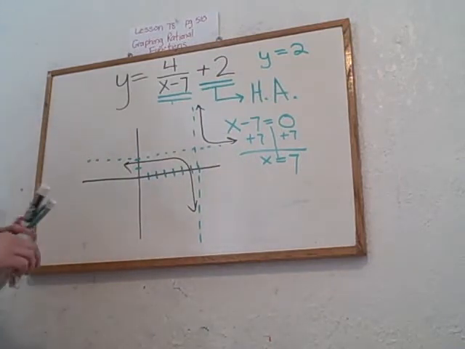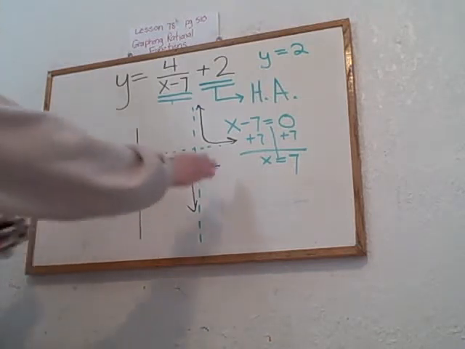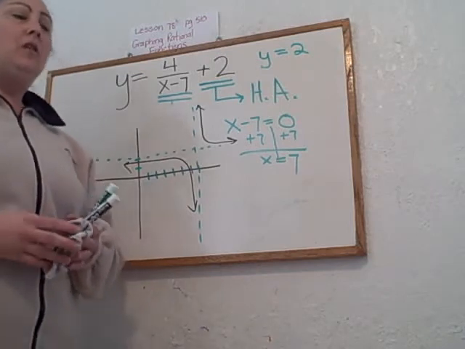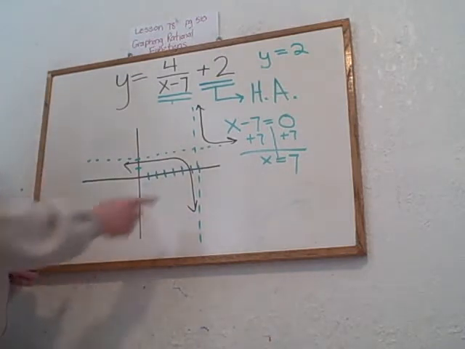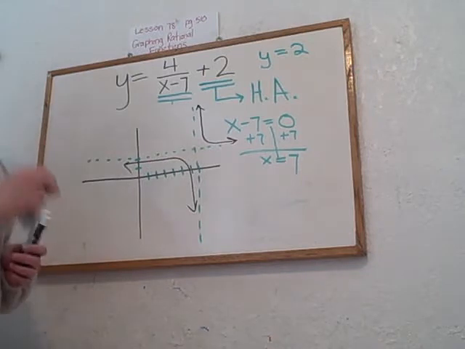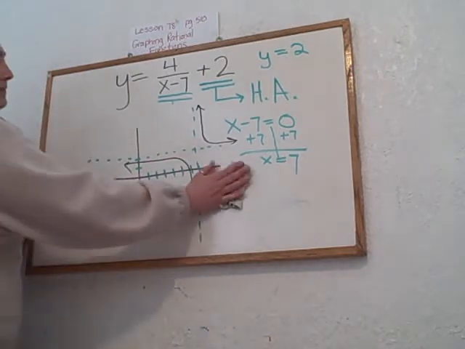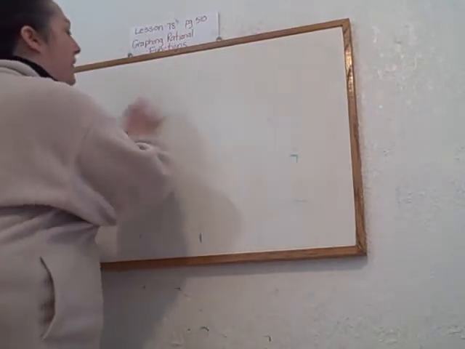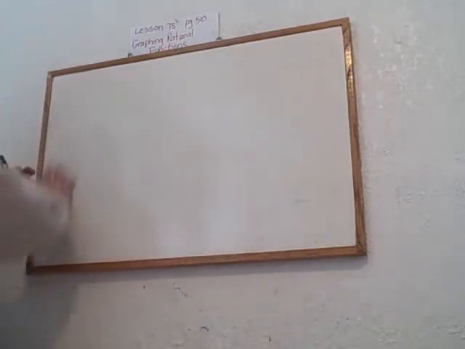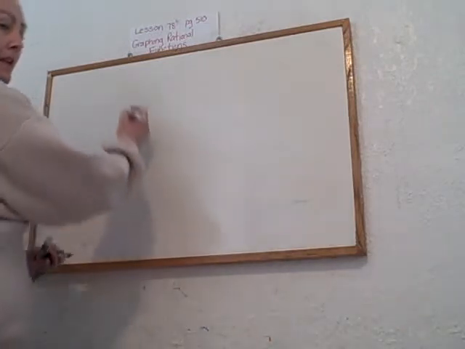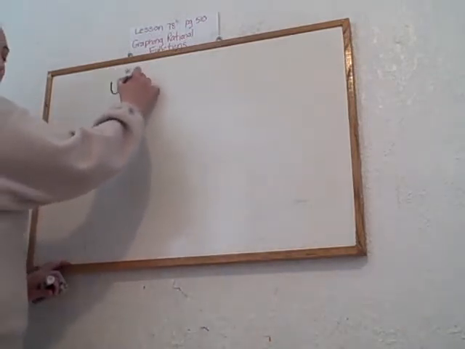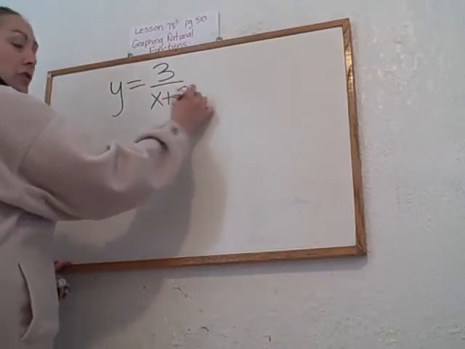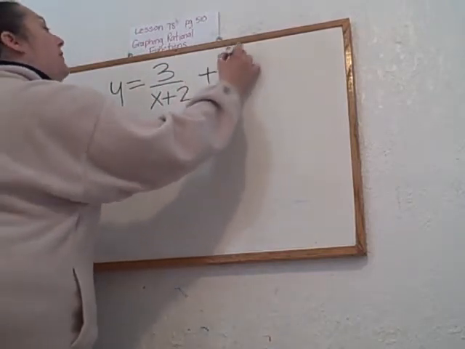Now sometimes I'm going to want you to get specific and not just kind of eyeball the sketch. So the next example that we're going to do, we're going to actually plug in ordered pairs so that we can get a slightly more accurate graph. So let's look at another example that has a vertical and a horizontal asymptote. Y equals 3 over x plus 2 plus 5.